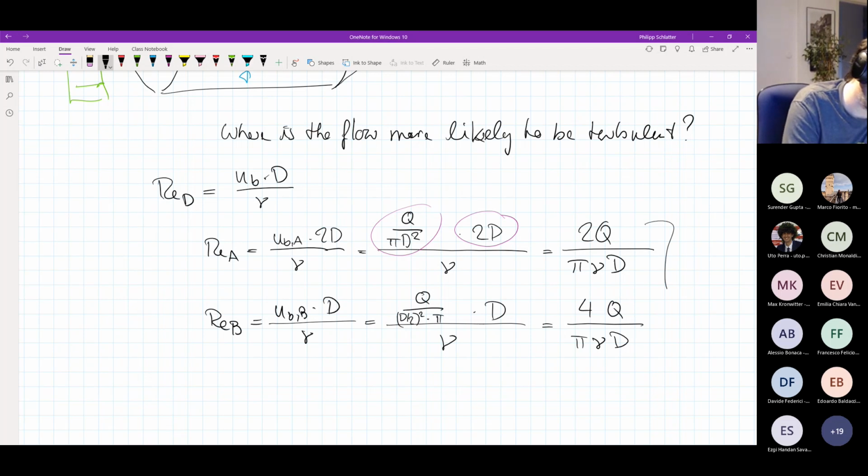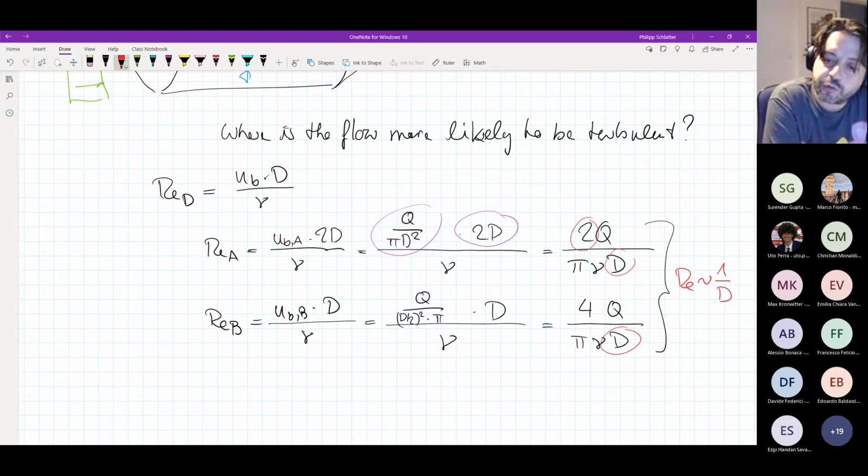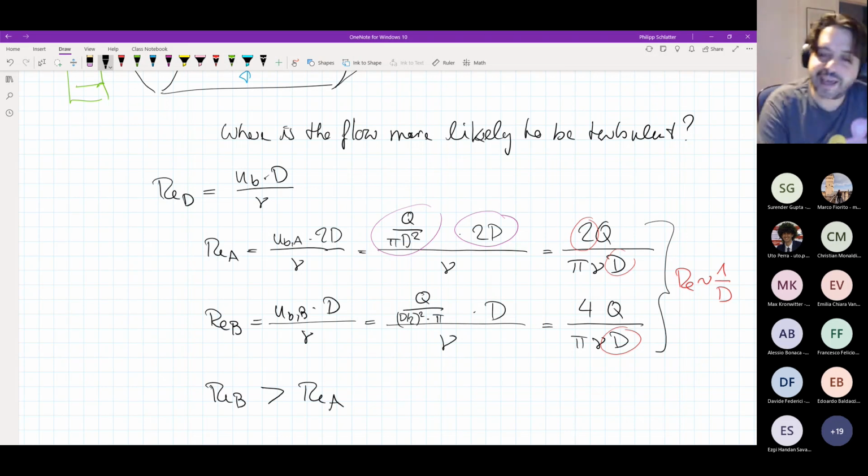So the result shows, I guess that's the important bit here, the Reynolds number is actually proportional to 1 over D. In A it's D divided by 2 here, and here it's D divided by 4, and so it's proportional to 1 over the diameter that you have locally. And of course, that makes sense, because in the area you have a D squared that goes into the velocity, and in the Reynolds number you just have 1 D. So at the end of this, we can see that Reynolds B is actually larger than Reynolds A.